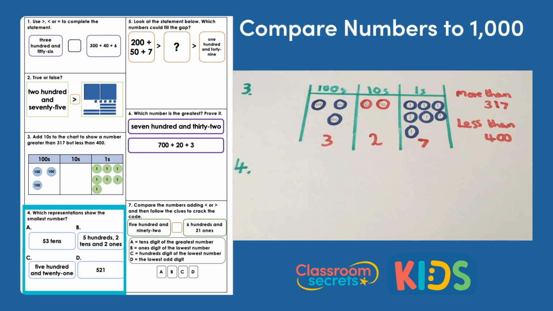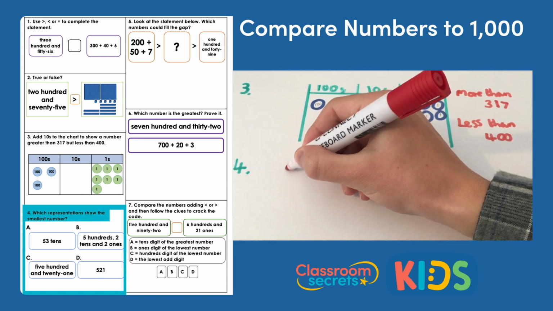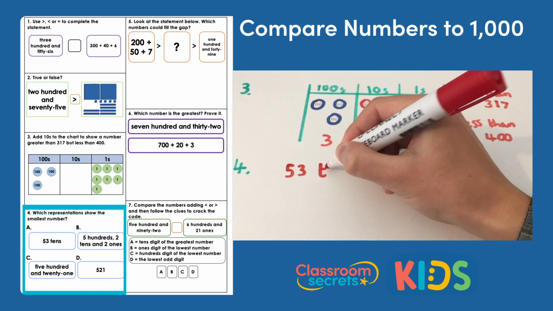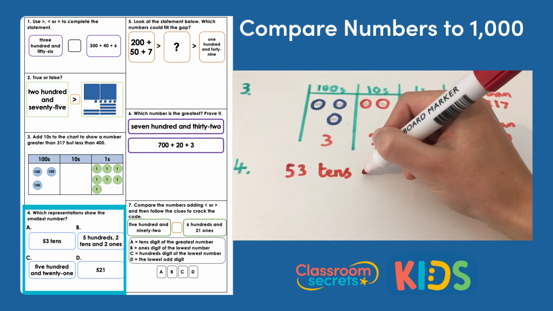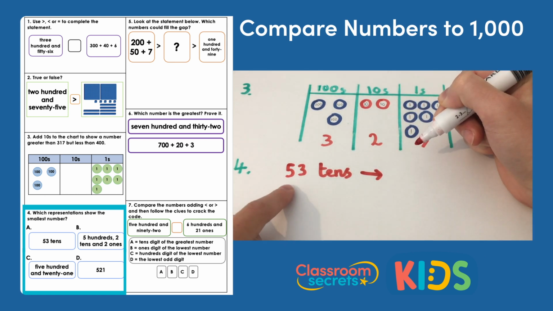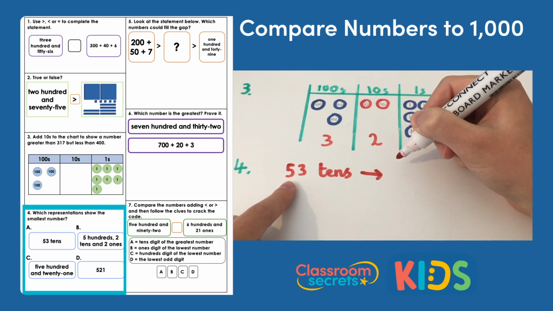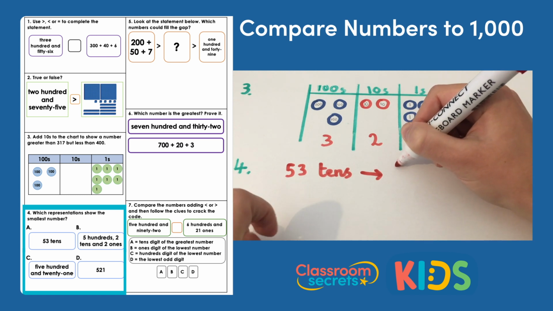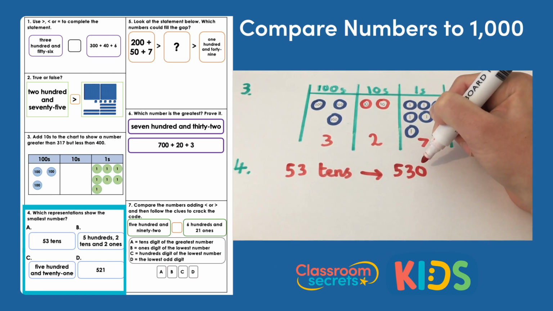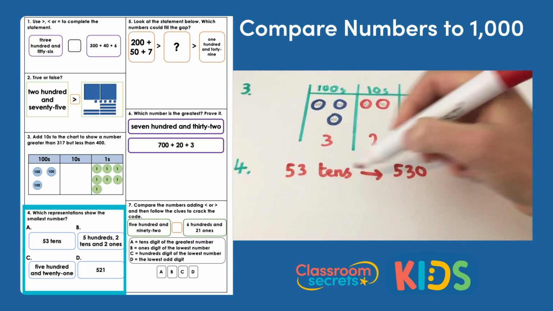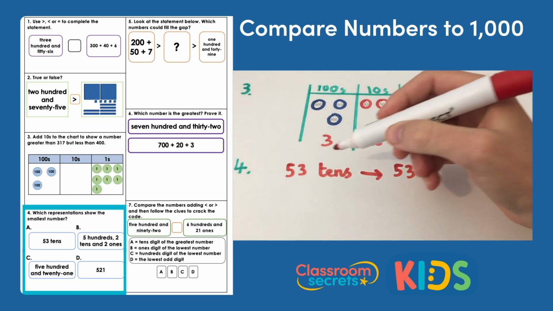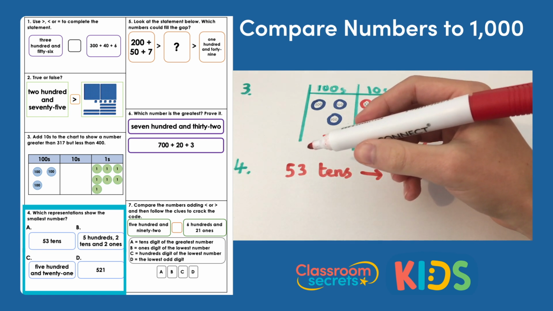Question 4 asks which representation shows the smallest number. So let's have a look at 53 tens. Just going to put a little arrow. So I've got 50 tens and 3 tens. Now 50 tens is 50 lots of 10, so that's 500. Then I've got 3 more tens there. 3 tens are 30, so 530 is that number. Take each number in turn and figure out what it actually shows, and then we can figure out which one is the smallest number.